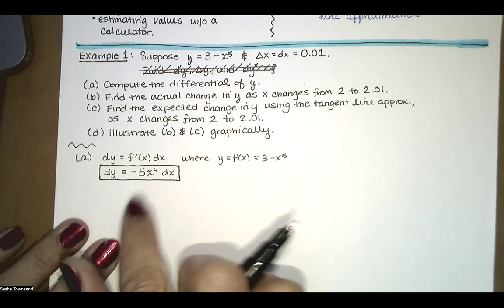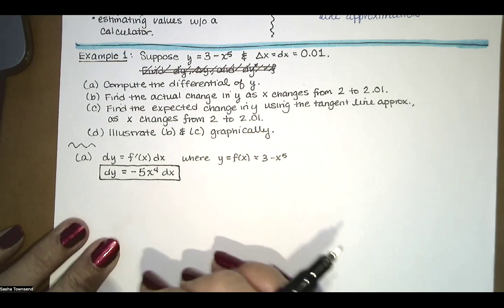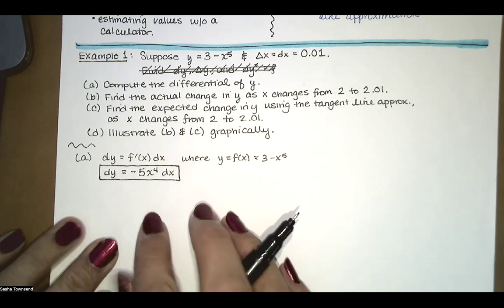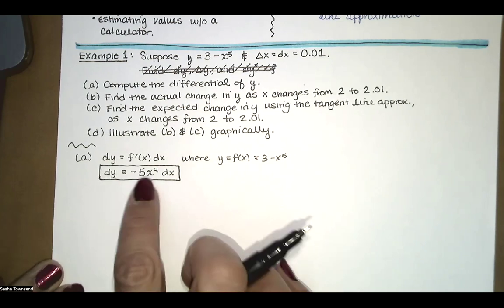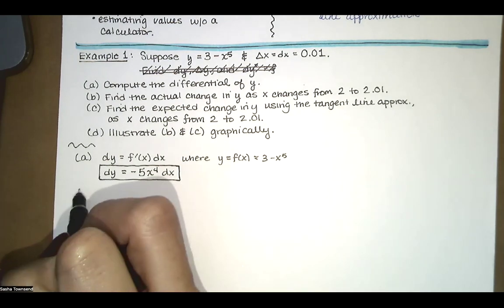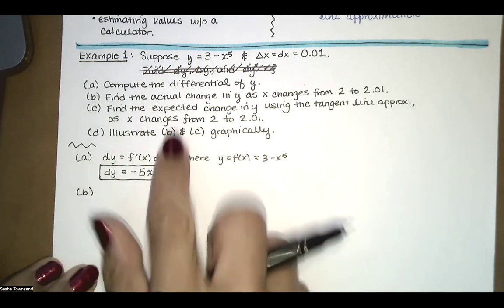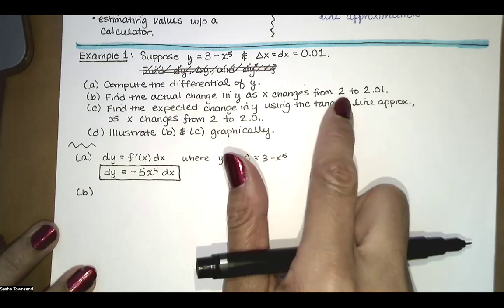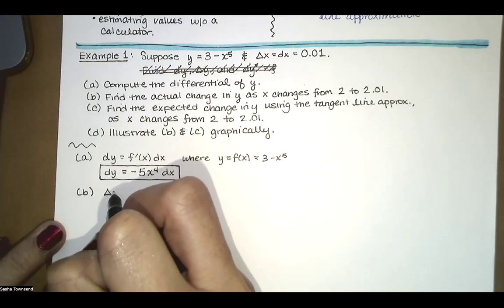We're going to use this again when we learn about anti-differentiation later with a technique called U substitution. So dy is just the derivative times dx, and we call that the differential of y. Now we're asked to find the actual change in y as x changes from 2 to 2.01.